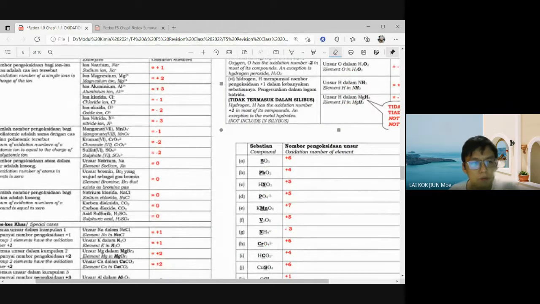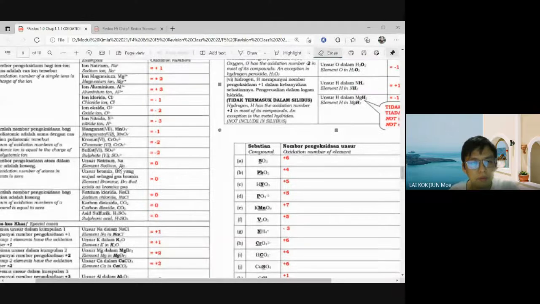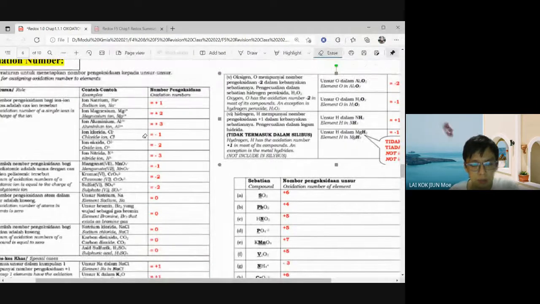Not everything you have to memorize. Actually, during the time you do the practice, you already memorize it. So you have to make sure you do enough practice. Target, Mr. Lai.